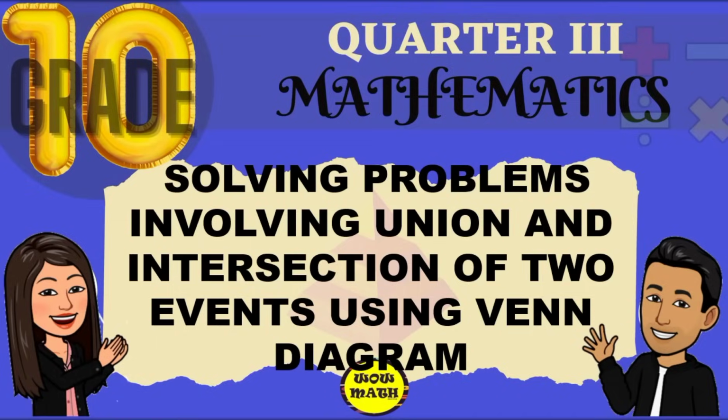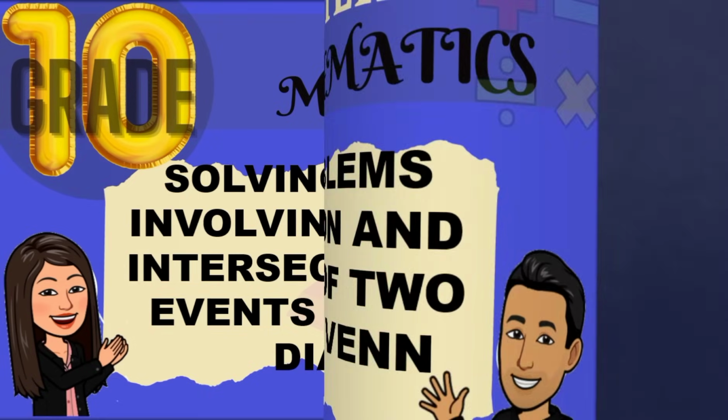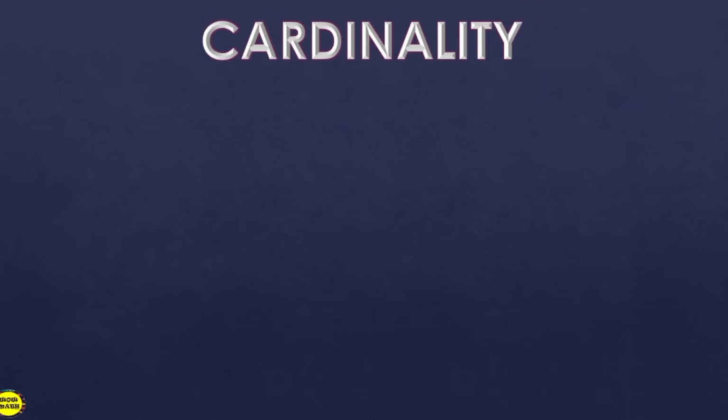Hi mga kawawmat, in this video we will discuss solving problems involving union and intersection of two events using Venn diagram. So before we proceed to the problem solving, let us define first what is the cardinality. This is what we need in solving problems because bibilangin natin, okay, yung elements ng bawat events.